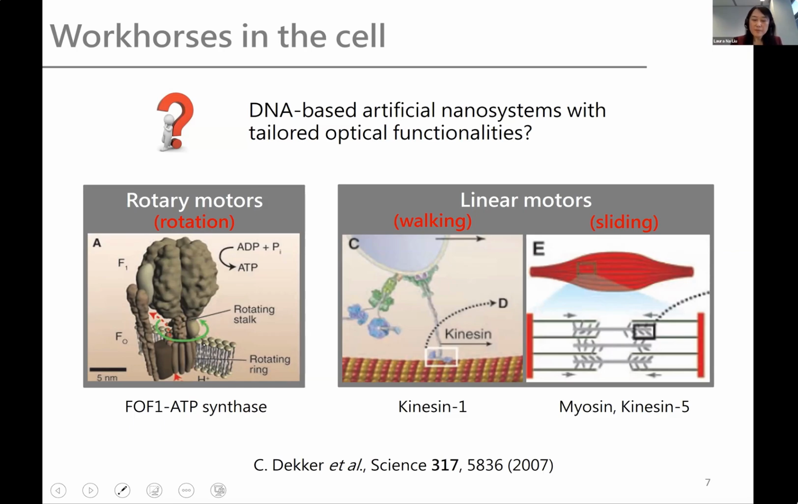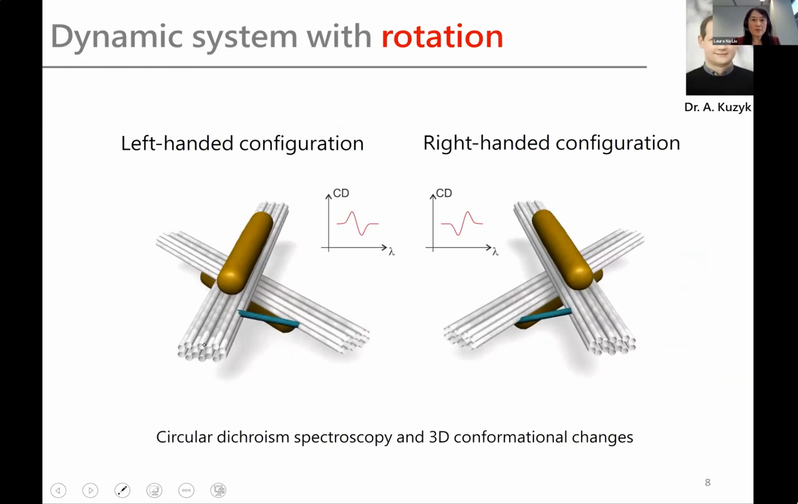We were inspired by such natural wonders. The first system we built was a dynamic system with rotation, and that was done by my previous postdoc, Anton Kuzyk, who is now a professor in Finland. We deliberately chose to build a plasmonic chiral system because we know that circular dichroism spectroscopy is very sensitive to three-dimensional conformation changes of chiral molecules.